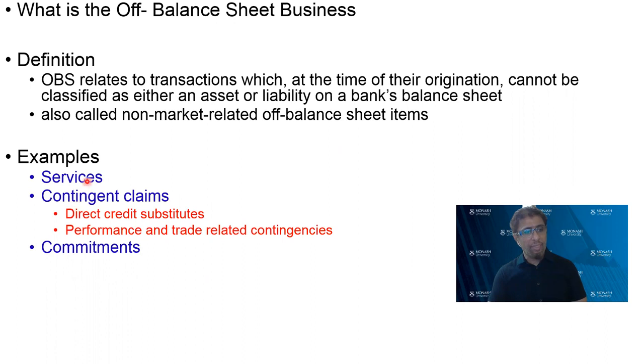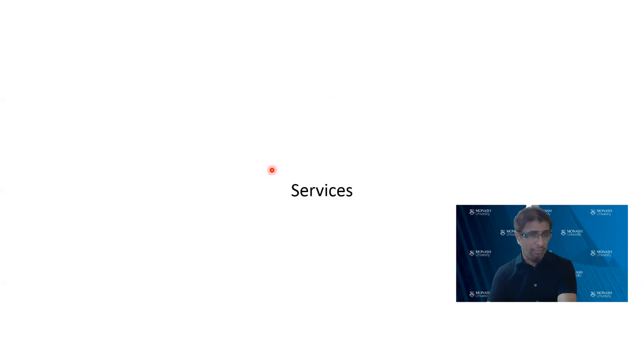And examples are services, contingent claims, and the contingent claim can be direct credit substitute, or performance and trade-related contingencies, and commitment. And we will explain in the following slides those items one by one. Let me start first with the services.